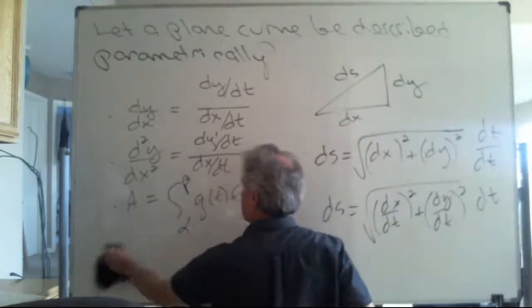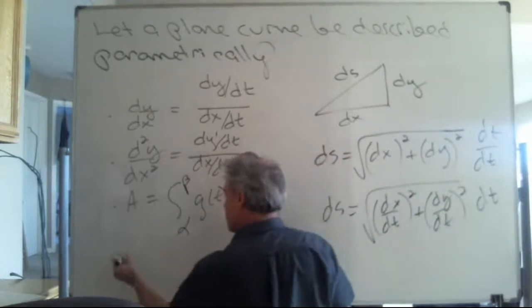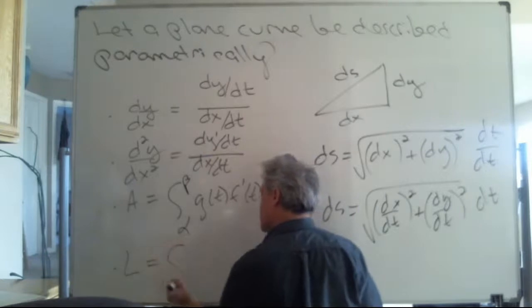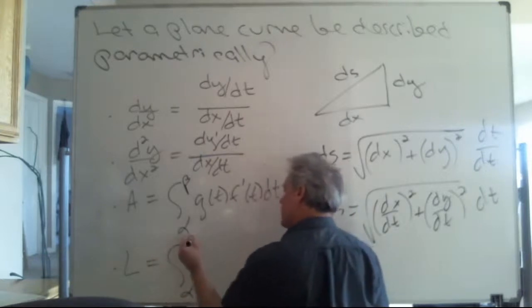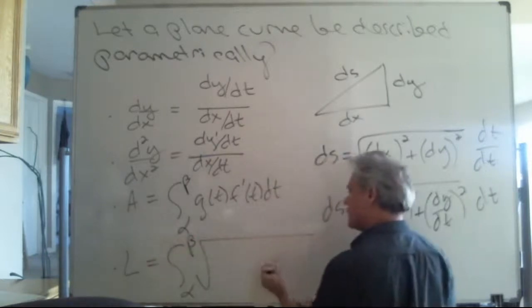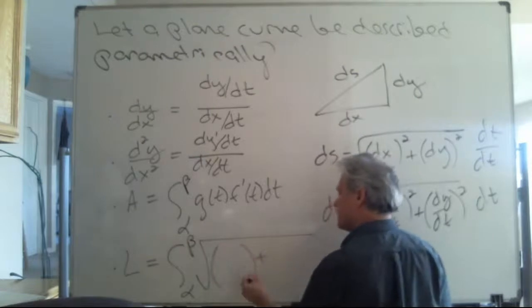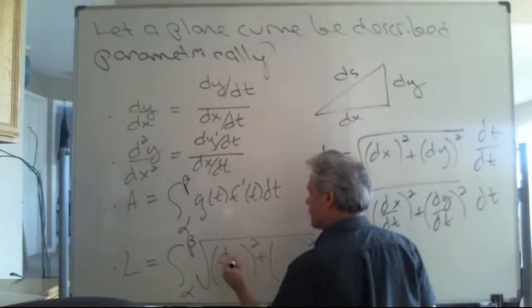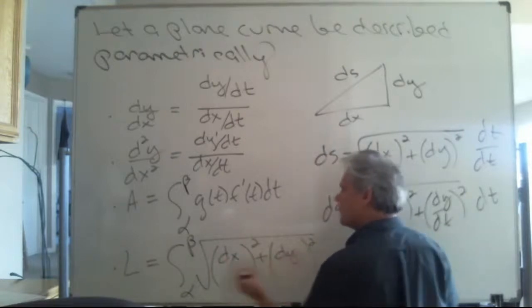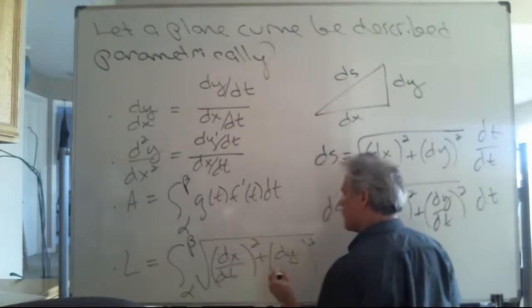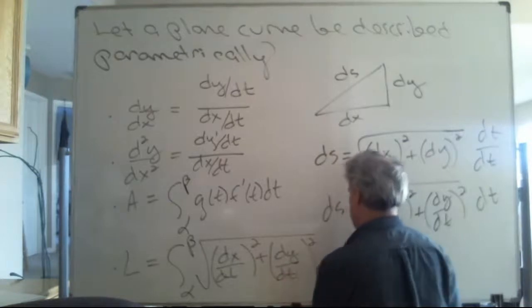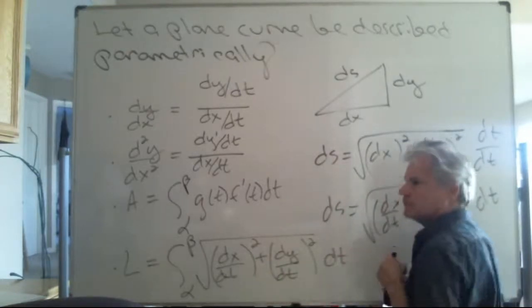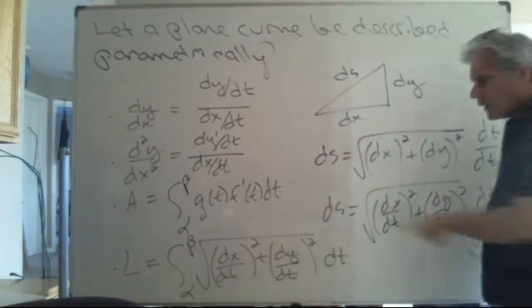then the length of an arc along a curve described parametrically can be computed by looking at the integral from alpha to beta of the square root of the sum of the squares of the derivatives for x and y with respect to t. But of course, we'll be integrating with respect to t. Let's put this to use.